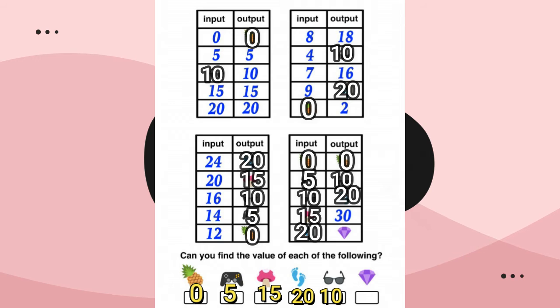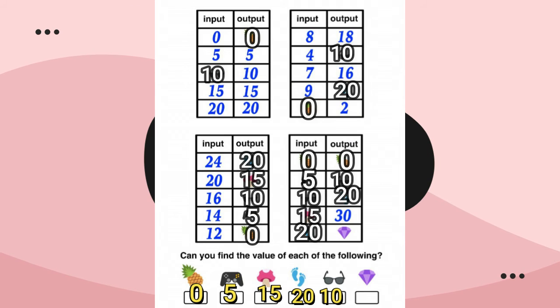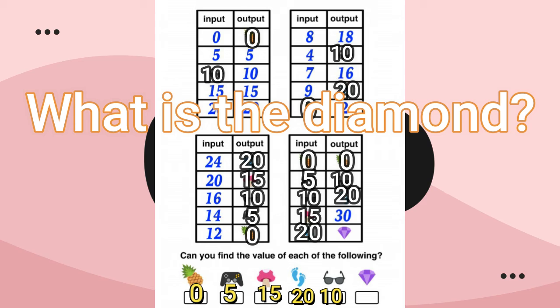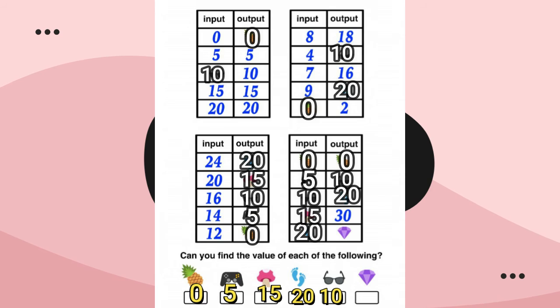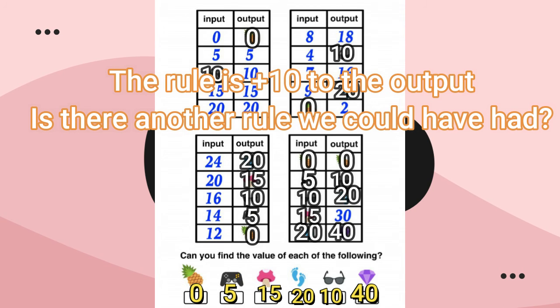Let's go over to the right-hand input-output column. I know the pineapples are both 0. The remote is 5. The sunglasses is 10. The foot is 20. The mushroom is 15. And the foot is 20. So I notice that my output goes 0, 10, 20, 30. So what should the diamond be? Well, 0, 10, 20, 30, 40. I'm counting by tens. Add 10. So the diamond must be 40.